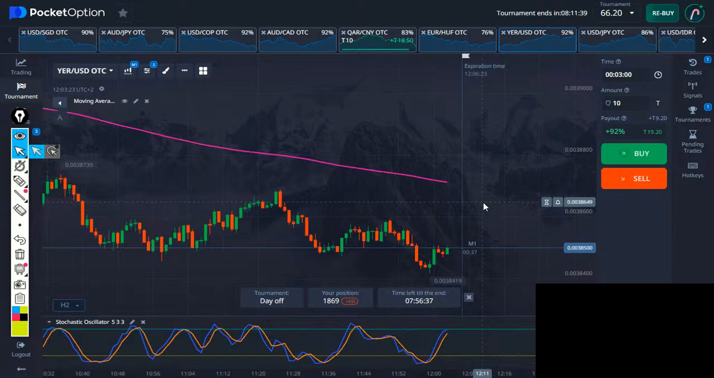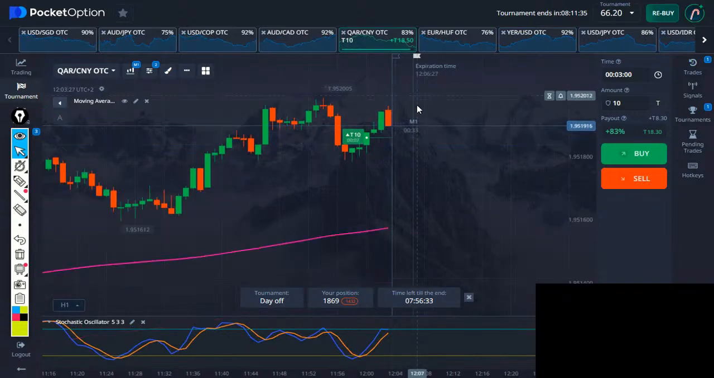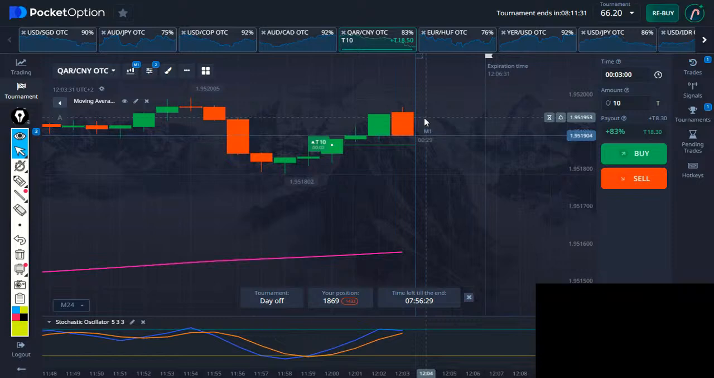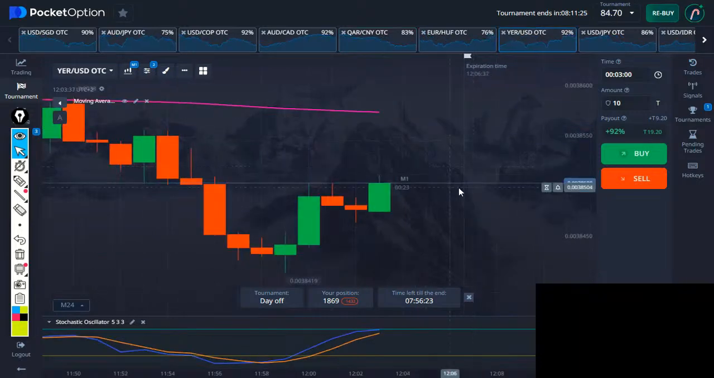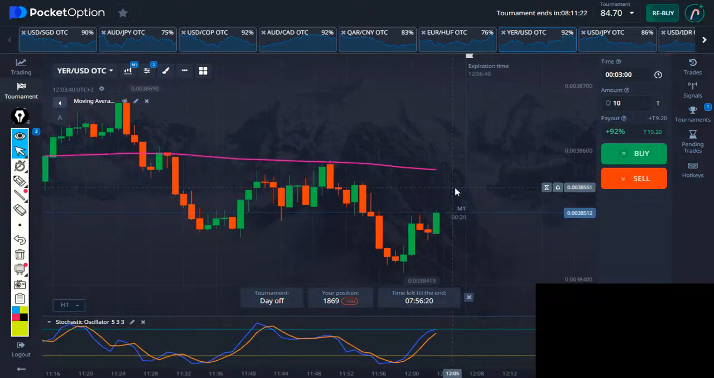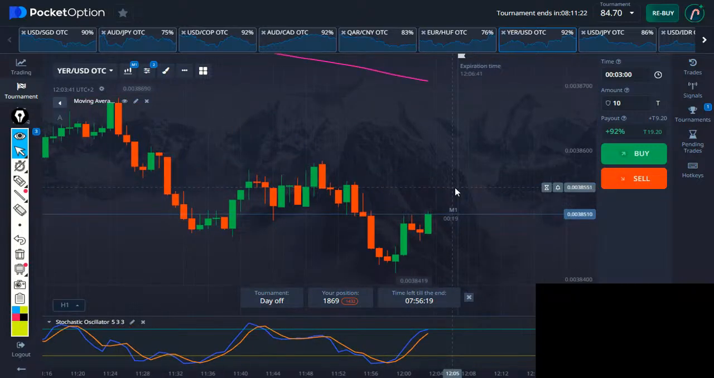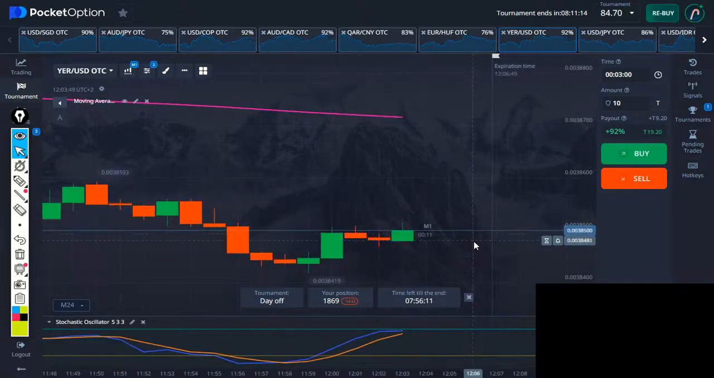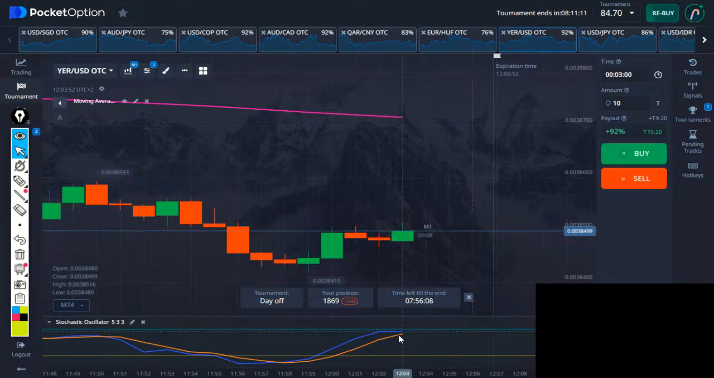This one is doing pretty fine. Nice. 5 seconds left. 3, 2. So let's wait for this one as well. All our confirmations are in place. We still need the last one from the stochastics.